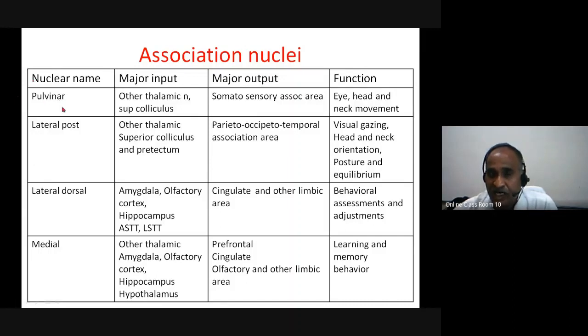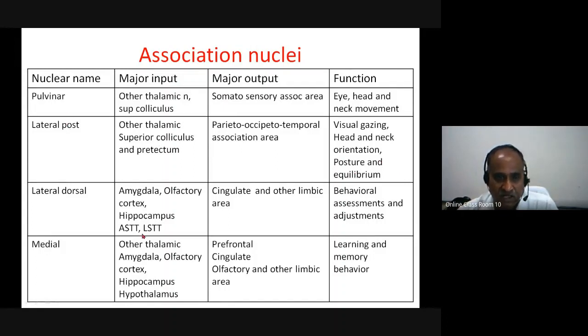That means any damage to the pulvinar may damage the movement of these things. Then lateral posterior, it receives from the other thalamic areas, superior colliculus, and from the tectum. And output is going to the same somatosensory association area, parieto-occipito-temporal association area. This is for visual gauging, head and neck orientation, posture, and equilibrium.